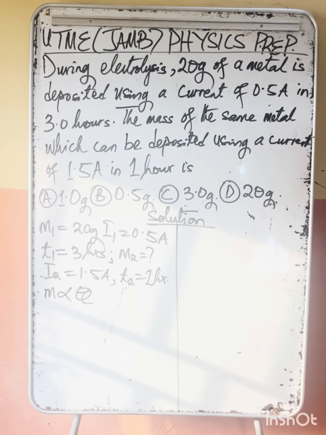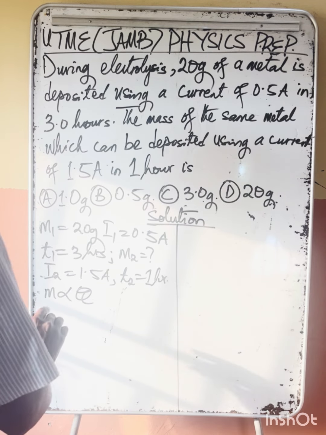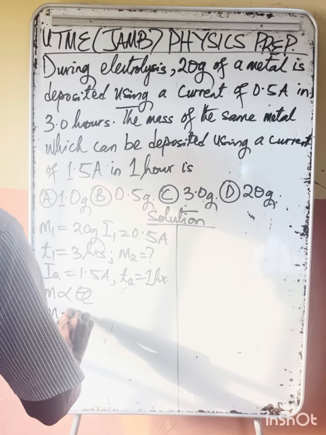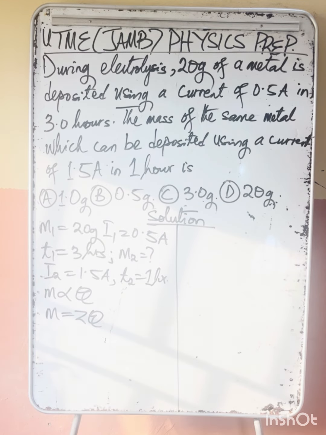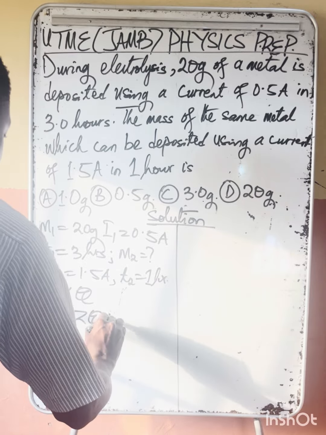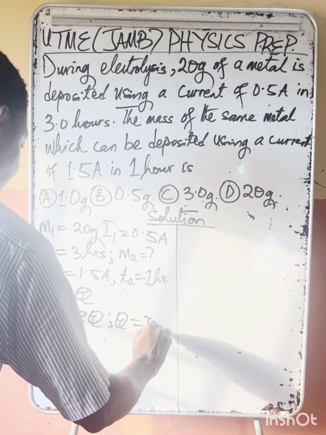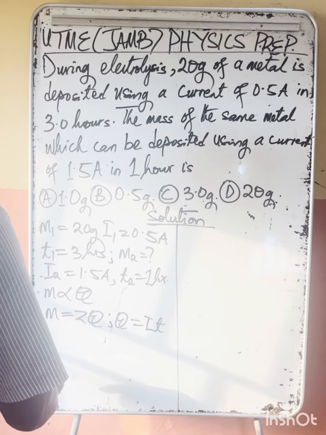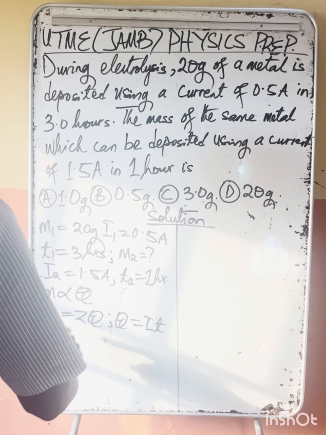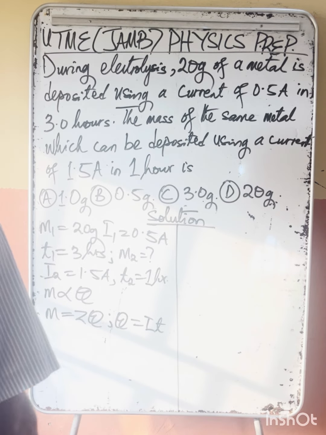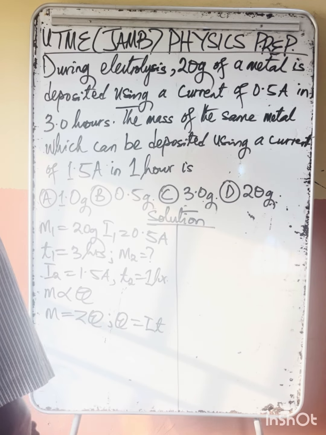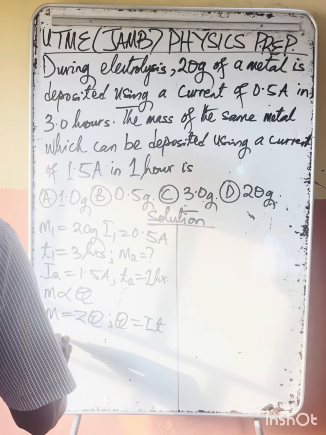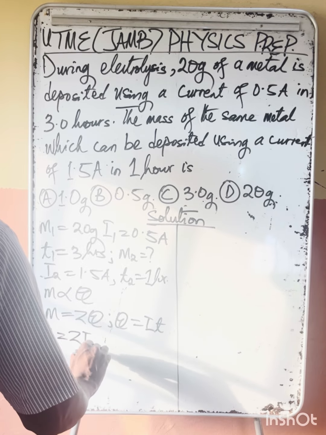I will just take us through how we get the formula, but if you know what to do, just go straight to the question. So M is equal to ZQ, where Z is a constant known as electrochemical equivalent. Also recall that Q is equal to IT. M is mass, Z is electrochemical equivalent, Q is quantity of electricity in coulombs, I is current in amperes, and T is time in seconds. So M is equal to ZIT.